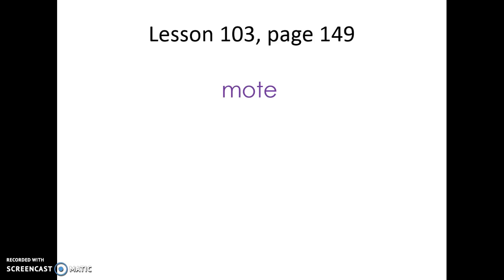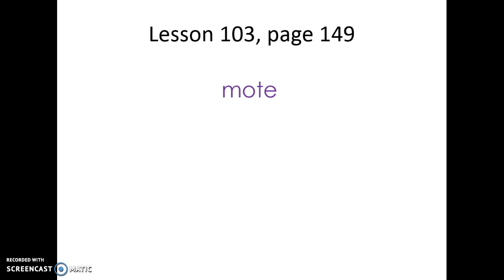Next word is motive. What's the first morphograph in motive? Mote. Next morphograph? Ive. I-V-E. Spell motive. Remember, you're going to drop the E in mote. Go. M-O-T-I-V-E. Motive.